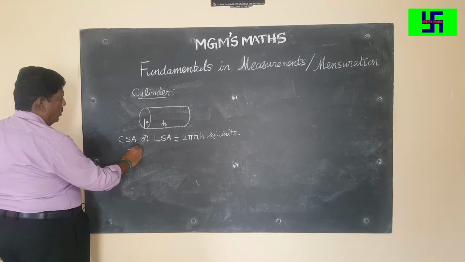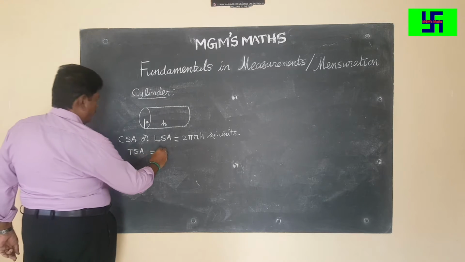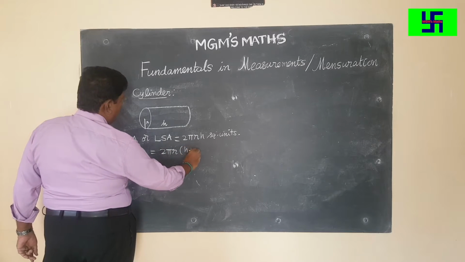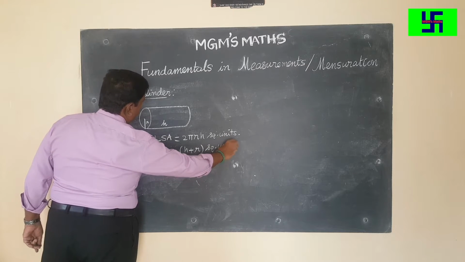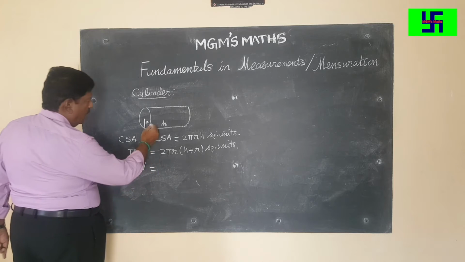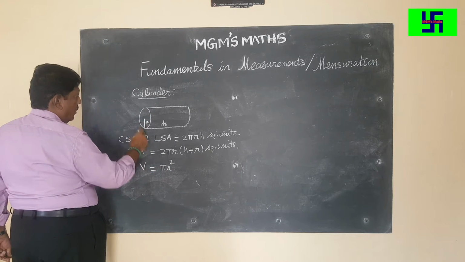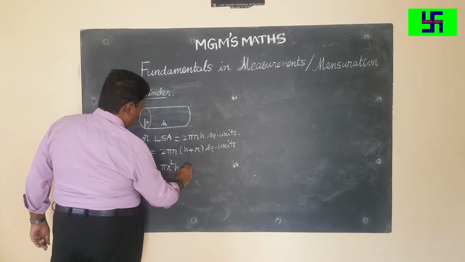What is the total surface area of a cylinder? 2 pi r into (H plus r) square units. What is the volume of a cylinder? Volume of a cylinder is cross sectional area pi r square into H. Pi r square H cubic units.